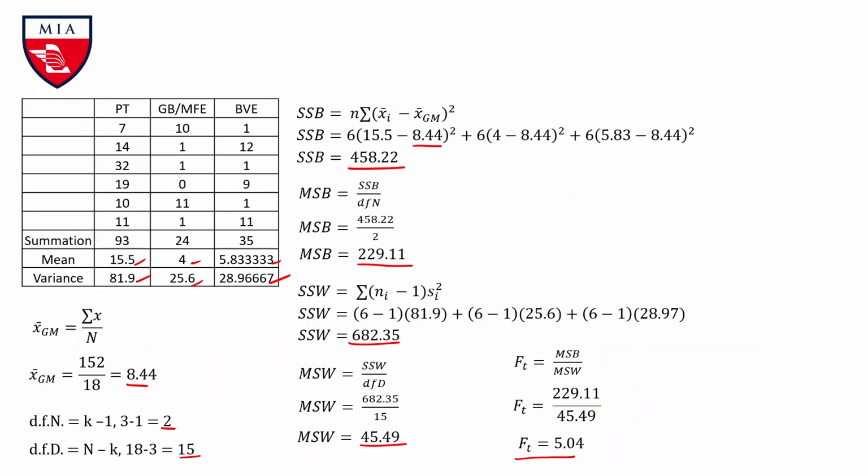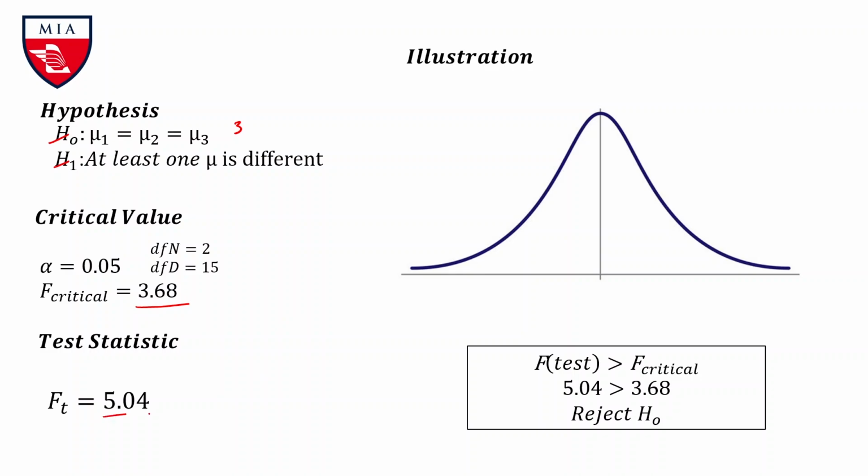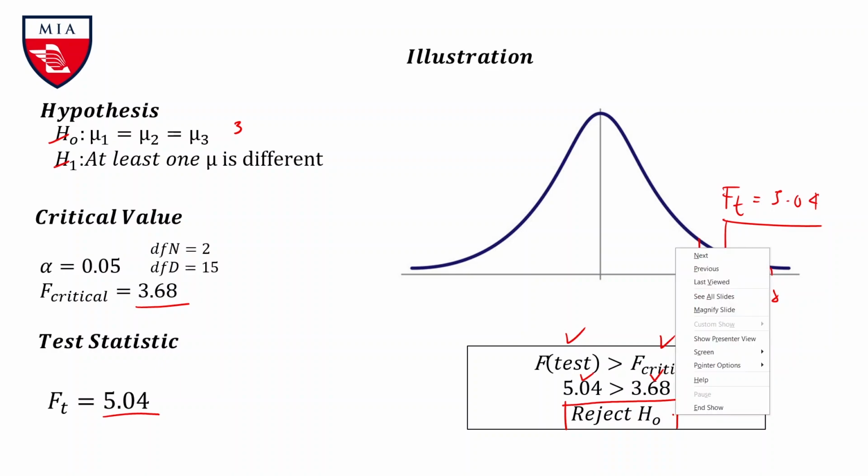If we go back to our previous page, our F test statistic is 5.04, which is positive, so let's look at the right tail. Our F critical is equal to 3.68, and let's assume the value of our F test is here, F test equal to 5.04. The value of our F test statistic is in the critical region. Therefore, we can reject the null hypothesis. Our F test is greater than F critical, so 5.04 is greater than 3.68. Therefore, we reject the null hypothesis.